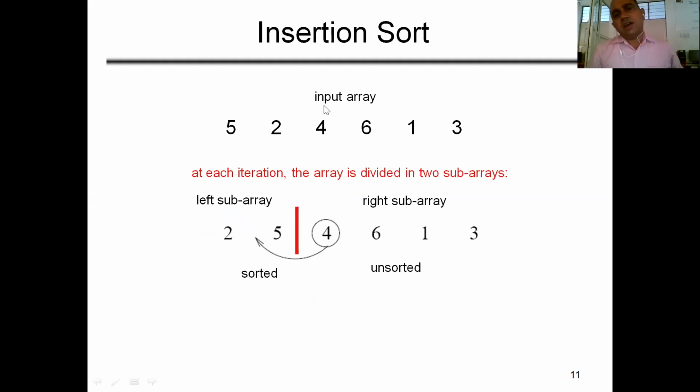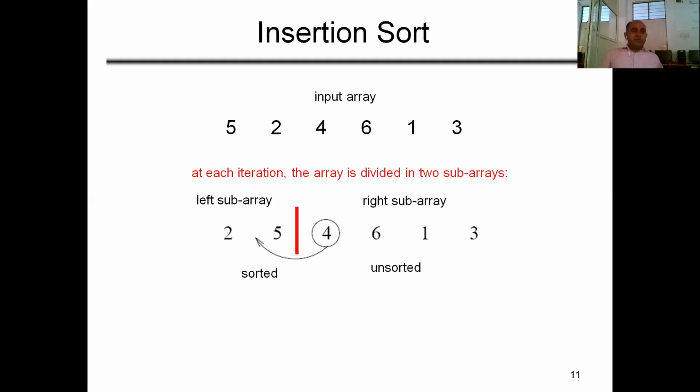Here we have an input array with the values 5 2 4 6 1 3. The logic behind insertion sort says that we have to divide our array logically into two subarrays, in which one array will be sorted and the other will be unsorted. Initially you can say that my array is unsorted. This red line divides the array into two parts. Left part is sorted and right part is unsorted. So this was the logic of insertion sort.